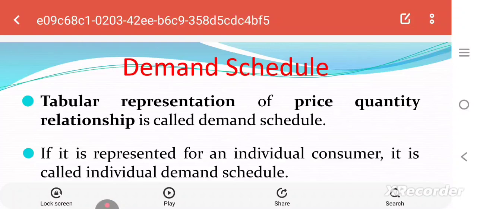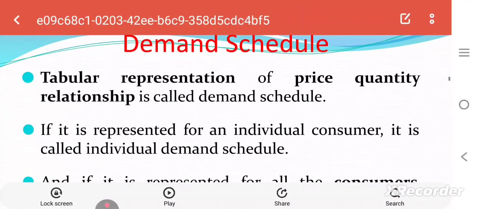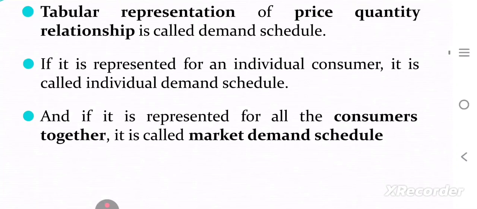We have learned about it and now we have to represent it in the form of a tabular column, and this representation is known as the demand schedule. If it is represented for an individual customer, then it is known as the individual demand schedule. If it is for a firm or a number of customers together, this is known as the market demand schedule.